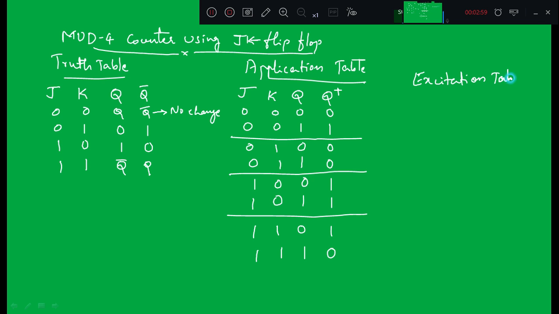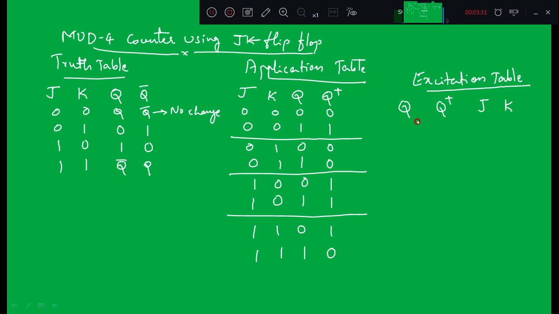The final table, what I told in the last class and the class before that, that was the transition table, right? So the excitation table is going to be developed from the application table, right? So make a correction over there. Next, to generate the excitation table, we are going to write the values of J and K depending on the values of Q and Q plus. So Q and Q plus are going to be identified from the application table, right?